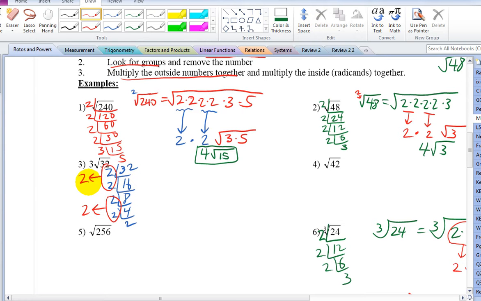Okay, I'm showing you a slightly different way, right? It looks different, but same thing. So what number was already there? The 3, and then we took out a 2, and took out another 2, and what gets left behind at the very bottom? 2. Okay, so then we're going to multiply them all together. So 3 times 2 is 6, times 2 is 12. 12 root 2.